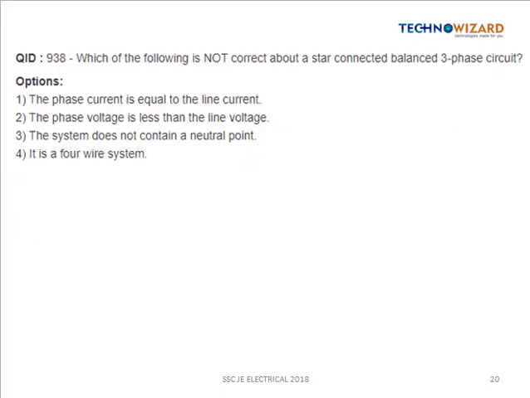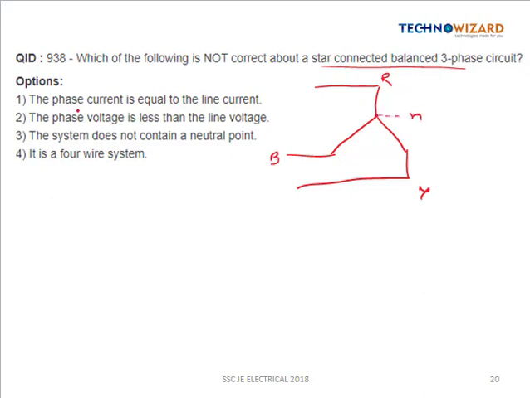Next question is, which of the following is not correct about a star connected balanced three-phase circuit? So we know that the star connection is like this. Suppose this is R phase, this is Y phase, and this is phase B, and this will be our neutral. The phase current is equal to the line current. We know that in the star connection VL is equal to root 3 V phase, and the line current will be equal to the phase current. It means the first option, the phase current is equal to the line current, is right.